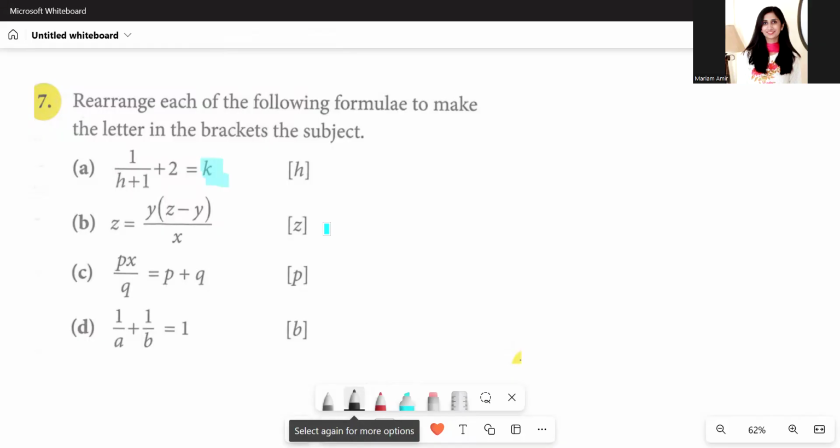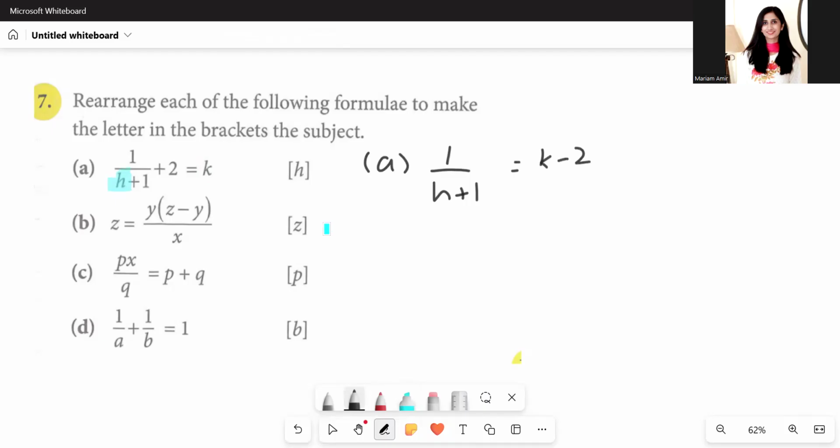Please raise your hand and tell me, in order to make H the subject, what is allowed to move at the moment? From 2. Yeah, only plus 2 can go to the other side. If we intend to make this the subject, we're holding this entire equation here and we can only move 2 to the other side. In a way, we're subtracting 2 on both sides. Okay, so it's going to be 1 upon h plus 1 equals k minus 2.